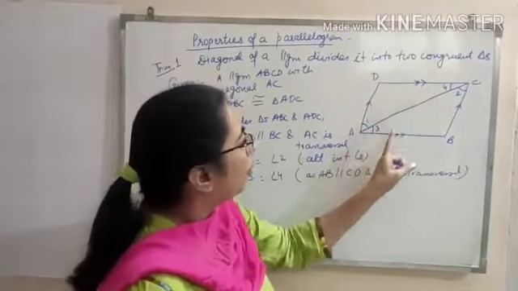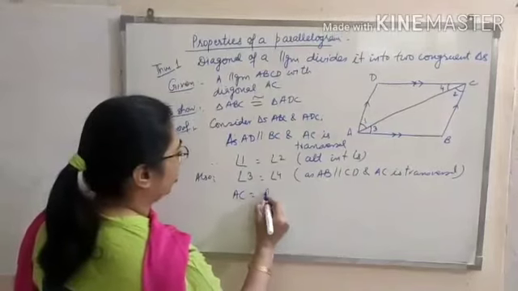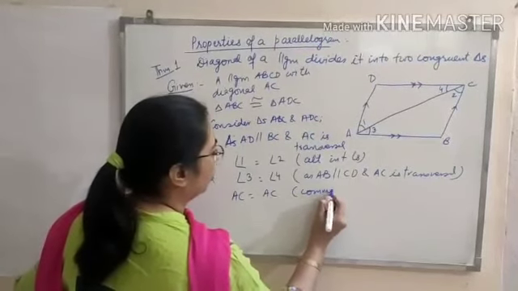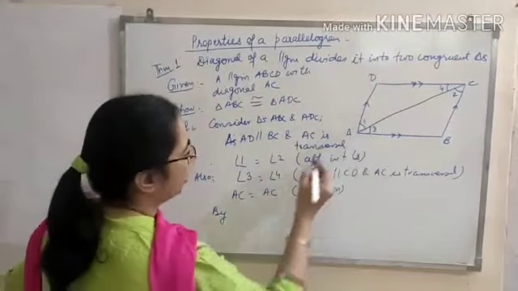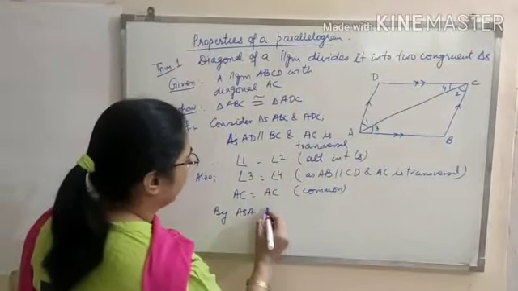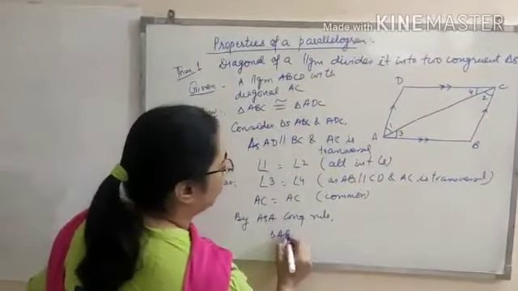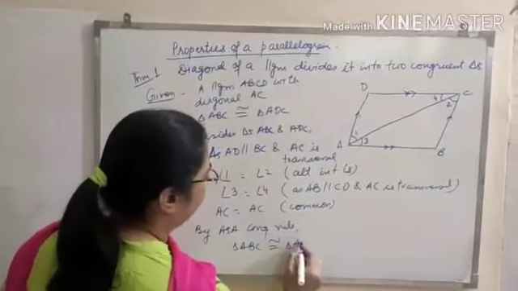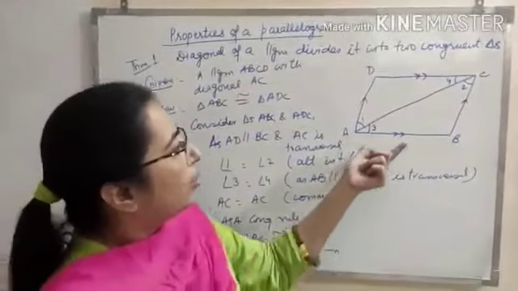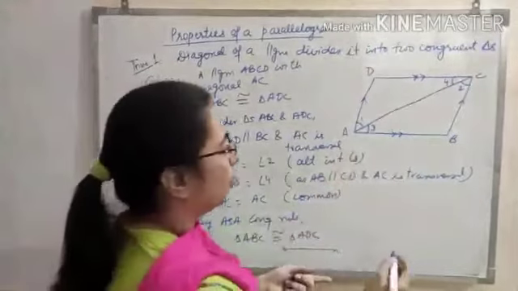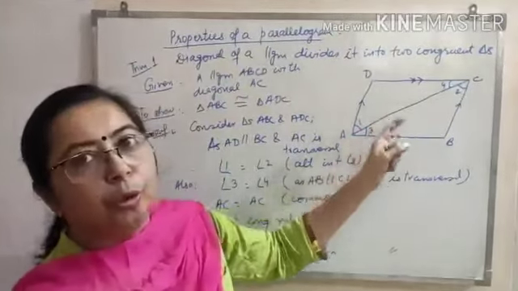So 3 is equal to 4 because these two lines are parallel and this is the transversal, and AC is equal to AC, common. Again you will write the rule by which congruency rule the triangles are congruent. By the ASA congruency rule, triangle ABC is congruent to triangle ADC. This is what we wanted to prove. So here the first property, a very important basic property, is proved: the diagonal divides the parallelogram into two congruent triangles.